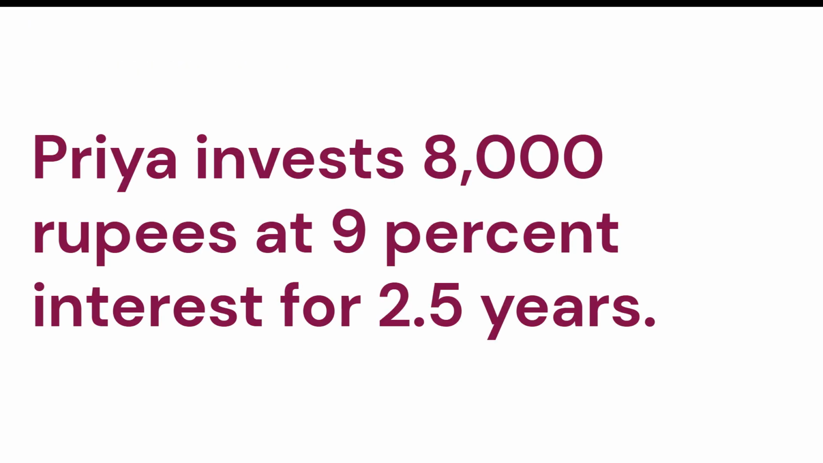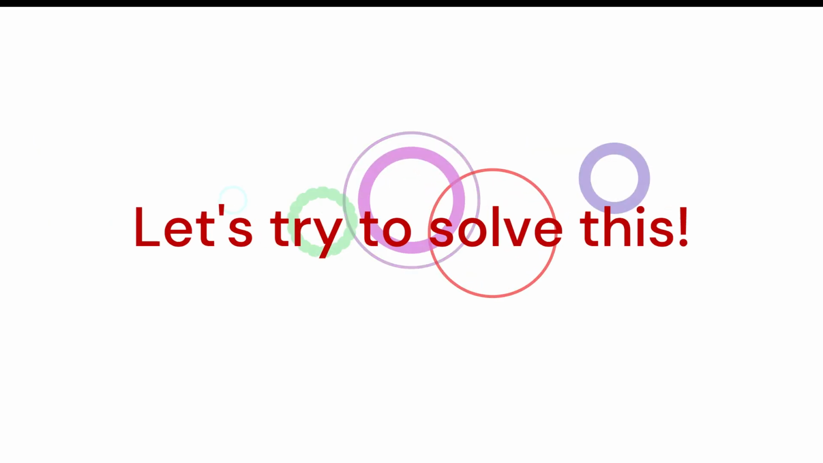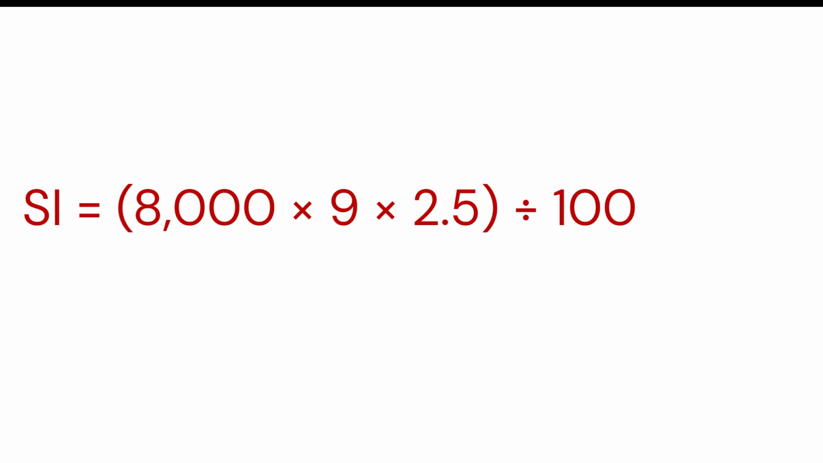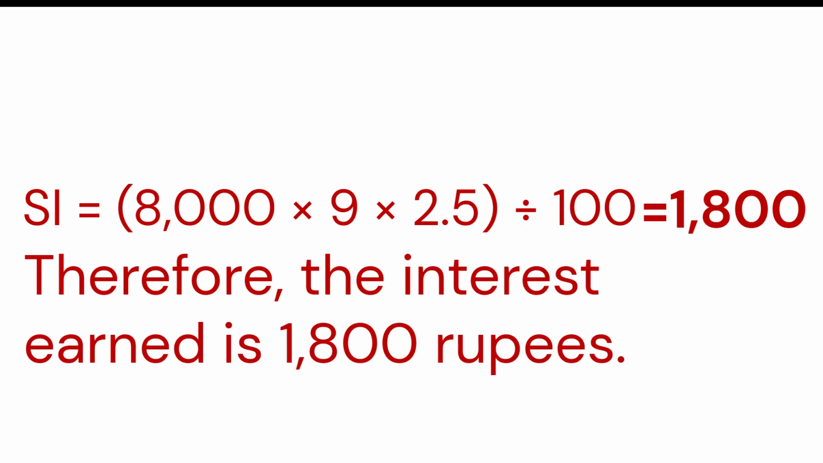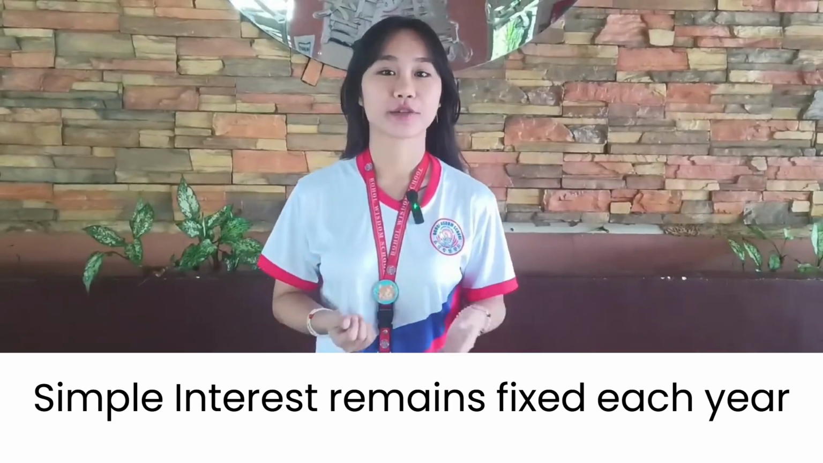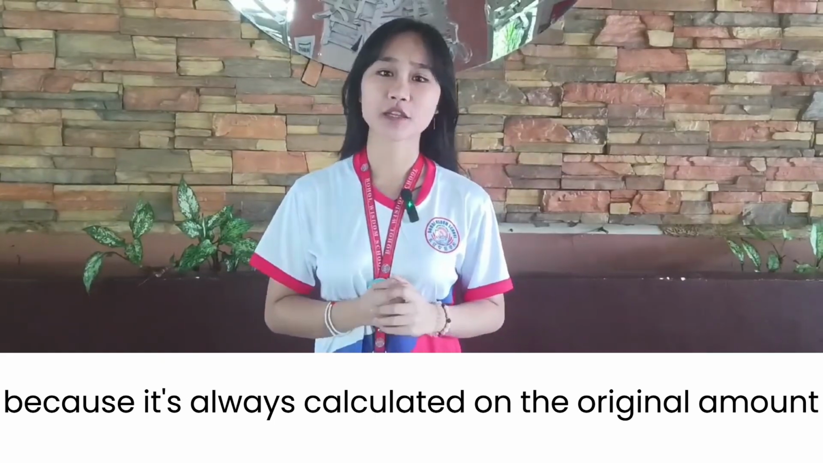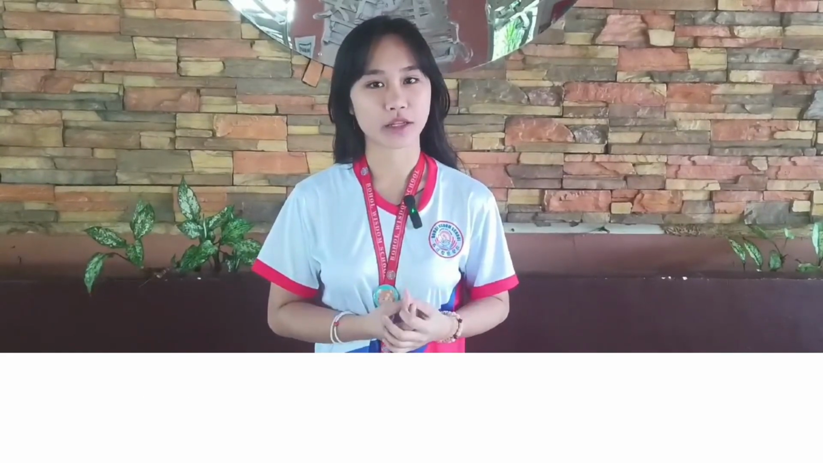Last example. Example number 5. Priya invests 8,000 rupees at 9% interest for 5 years. Let's try to solve this. SI equals 8,000 times 9 times 2.5 divided by 100 equals 1,800. Therefore, the interest earned is 1,800 rupees. Simple interest remains fixed each year because it is always calculated on the original amount.